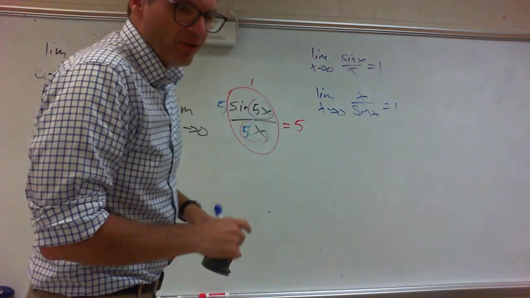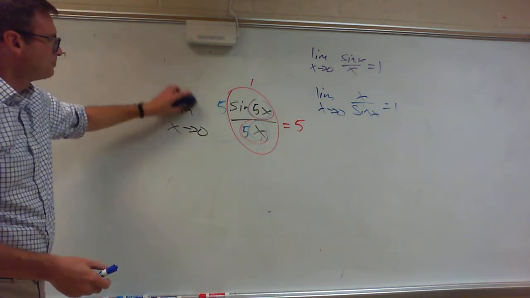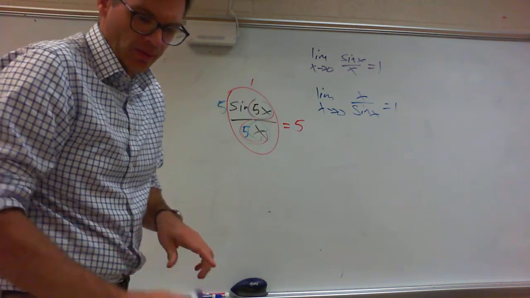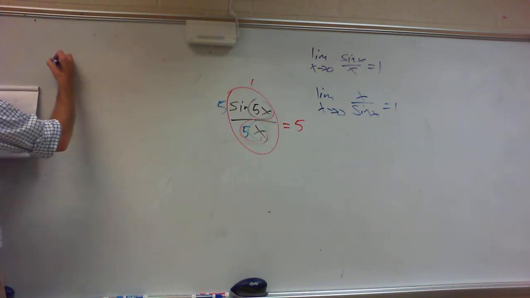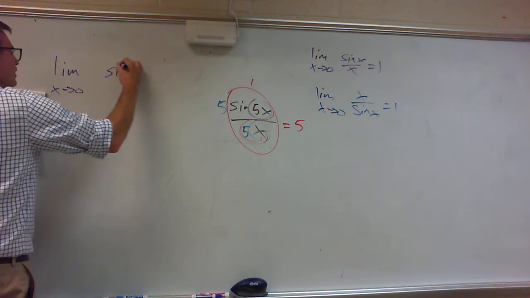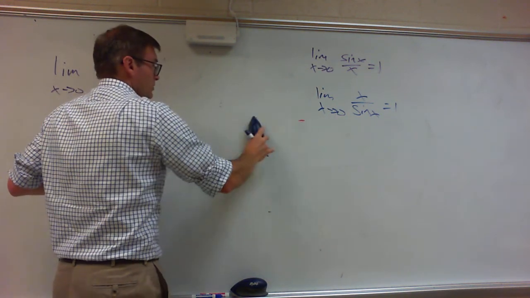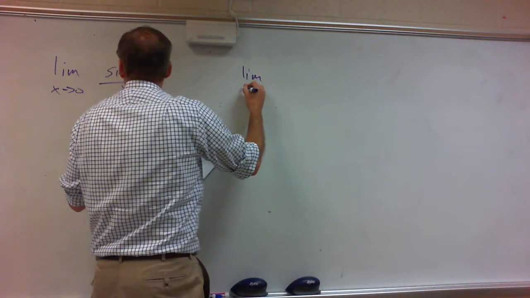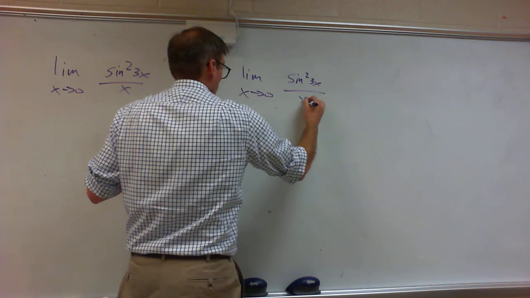So I've got a couple of examples to see how we apply all this. One example is, what if I ask for the limit as x goes to 0 of sine squared 3x over x? And my other example I want to talk about is, what's the limit as x approaches 0 of sine squared 3x over x squared?